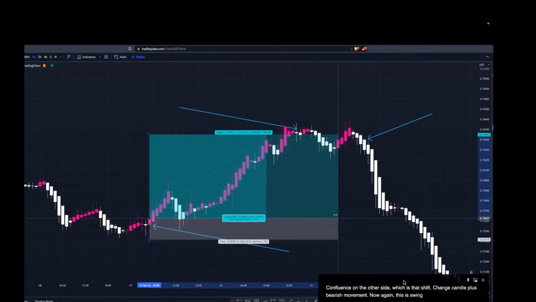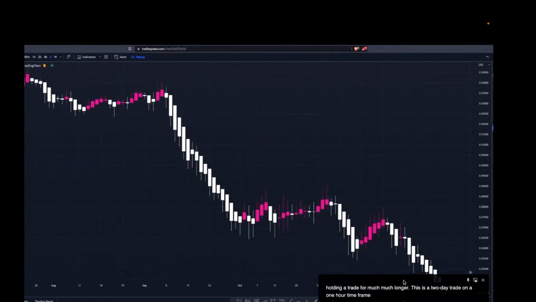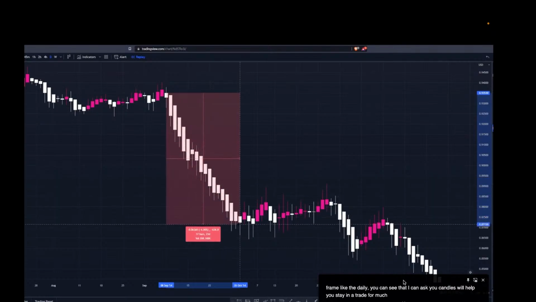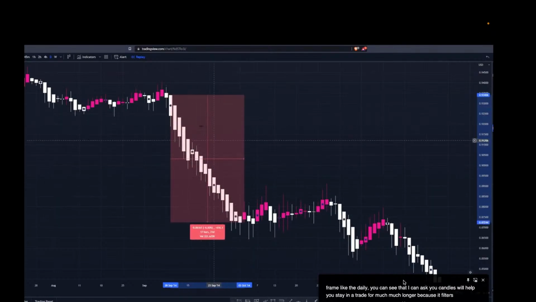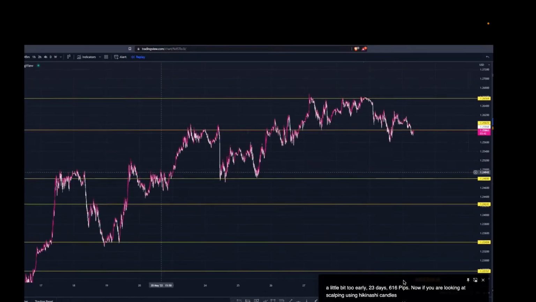Now again, this is swing trading, so you're holding a trade for much longer. This is a 2-day trade on a 1-hour time frame. And if you take it out to an even higher time frame like the daily, you can see that Heikin Ashi candles will help you stay in a trade for much longer, because it filters out all of the noise of those opposite candles that keep you closing your trades a little bit too early. 23 days, 616 pips.